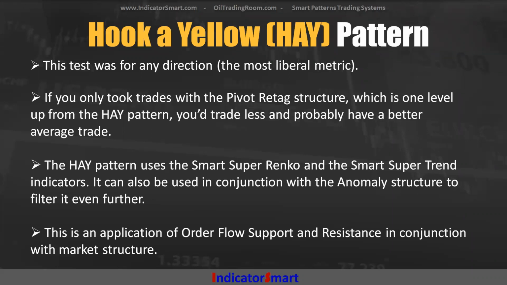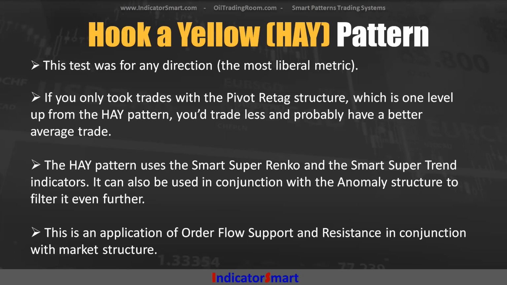So this test was for any direction. When I did the test, I did it for any direction. But if you only took trades, as I'm suggesting you might rather do, with the pivot retag structure, which is one level up from the hay pattern, you'd trade less and probably have better average trade.